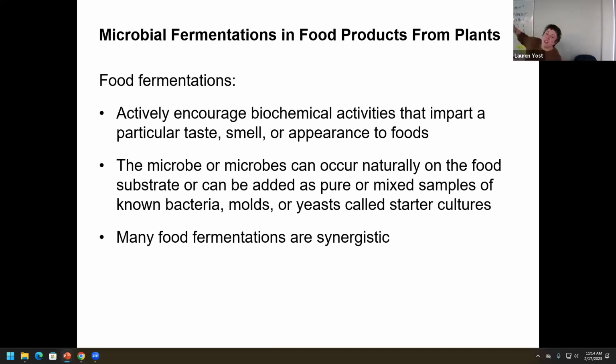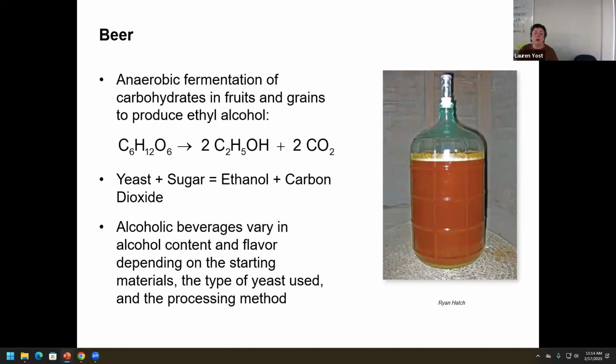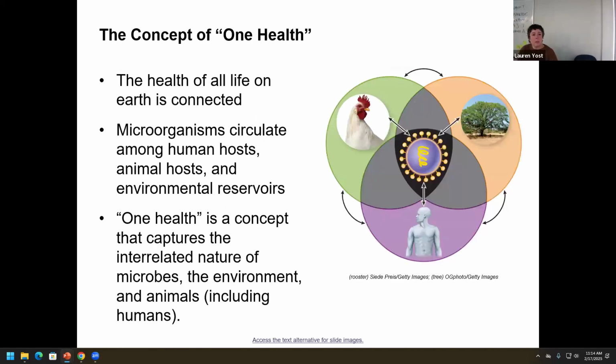All right. So we obviously know how bacteria play a part with our food. So I'm not going to go over this too much, but we have yeast that can add flavor as well as air pockets made from fermentation in our bread and in our beer. And they can also make alcohol for us.